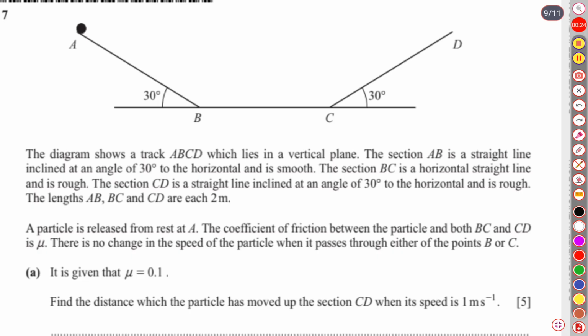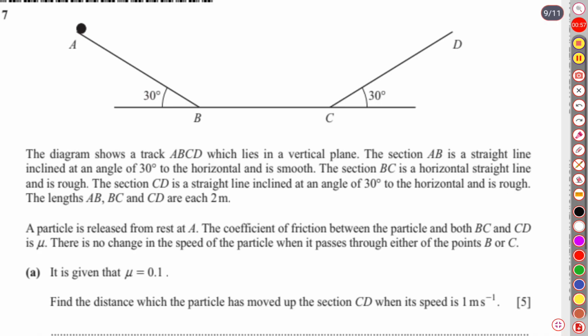The diagram shows a track ABCD which lies in a vertical plane. The section AB is a straight line and inclined at an angle of 30 degrees to the horizontal and is smooth. The section BC is a horizontal straight line and is rough. The section CD is a straight line inclined at an angle of 30 degrees to the horizontal and is rough. The lengths AB, BC and CD are each 2 meters.